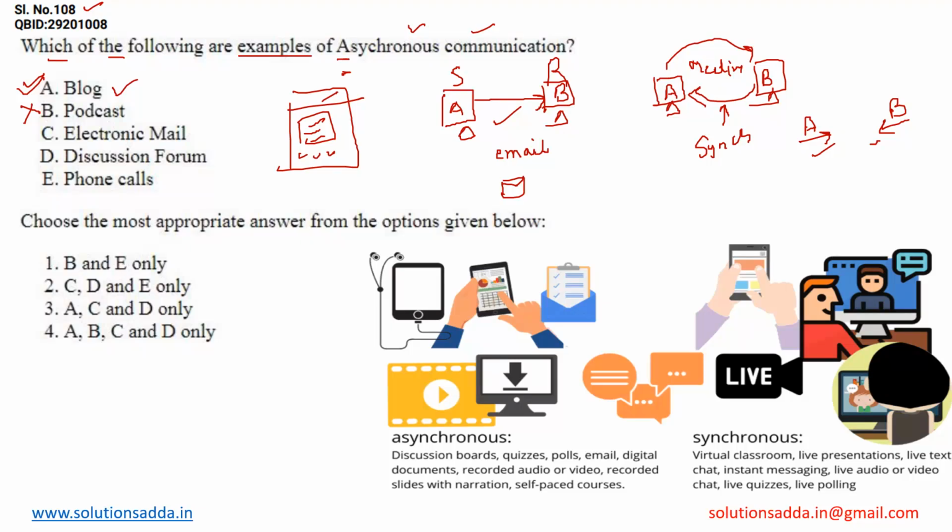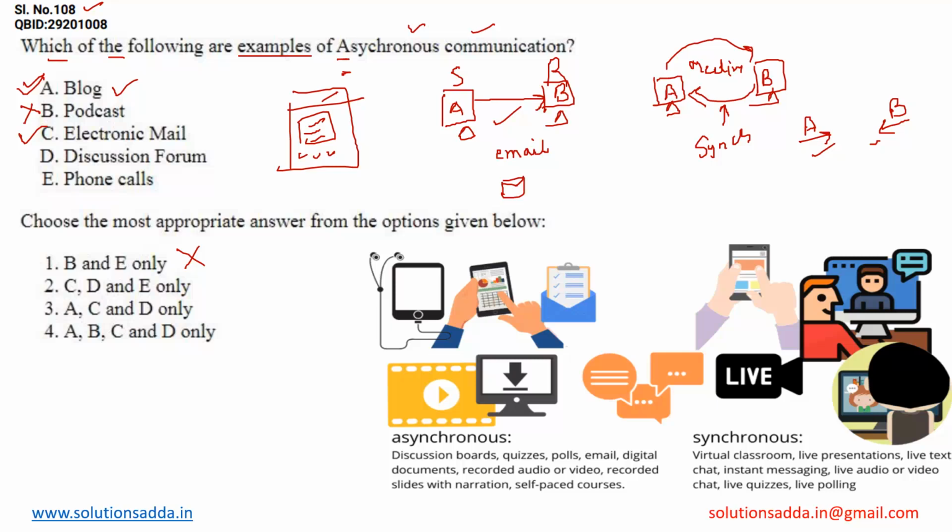Next is electronic mail. Electronic mail is another example of asynchronous communication, where a person can send an email to another person no matter whether the receiver is active or not. So electronic mail comes under asynchronous communication. So option C is here. The option in which C is not there, we can exclude. So option number 1 will be excluded, and options 2, 3 and 4 will remain.